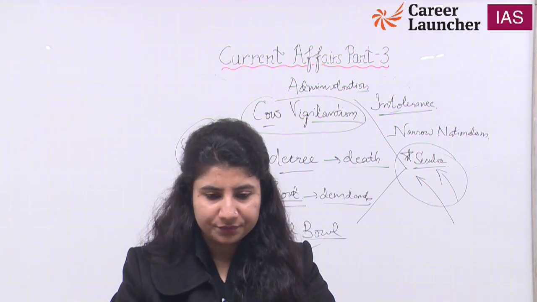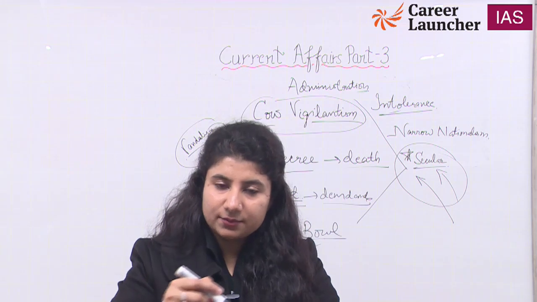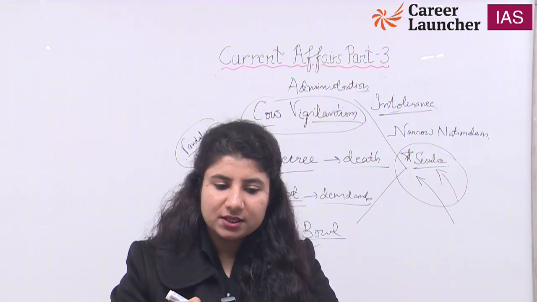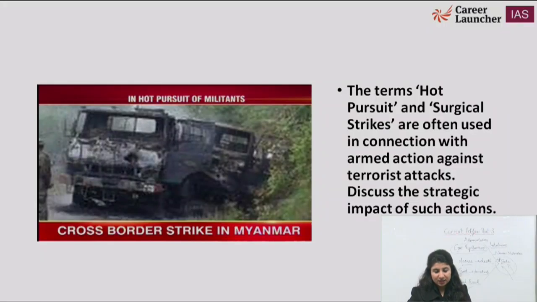Now, from the inner problem of our country, like mob violence, we are going to see another aspect of our internal security, which is associated with our borders. Again, the terms hot pursuit and surgical strikes are often used in connection with armed action against terrorist attacks. Discuss the strategic impact of such actions. So hot pursuit happened in 2015, and surgical strike happened in 2016.